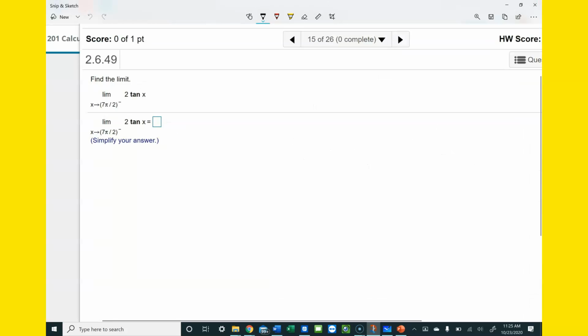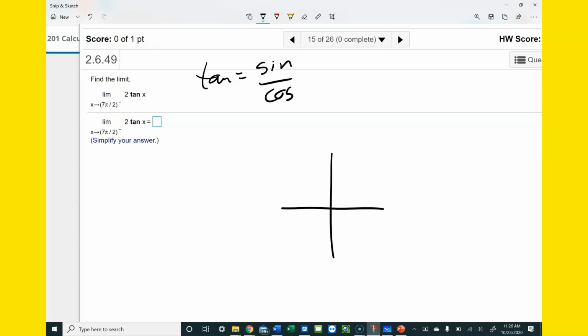Let's think about this one. As x approaches 7 pi over 2 from the negative side of it. So remember tan is sine over cosine. So I'm thinking, what is sine of 7 pi over 2? Let me go over here and look. So pi over 2, 3 pi over 2, 5 pi over 2, 7 pi over 2. So sine of that will be -1.